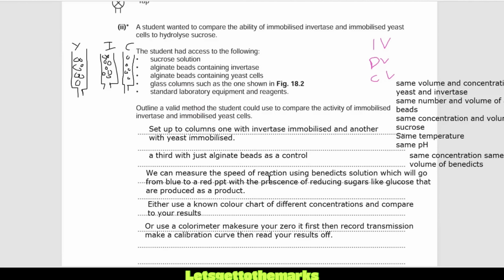And then here we can measure the speed of the reaction. We then talk about the Benedict's. You'd say use the same volume, same concentration of Benedict's, etc. Use the same concentration of sucrose as a substrate. I didn't even say pour your sucrose through as a substrate. And then, yeah. So you're going to pour in the same volume and concentration of sucrose and let it trickle down.